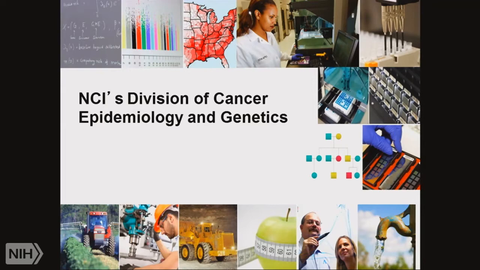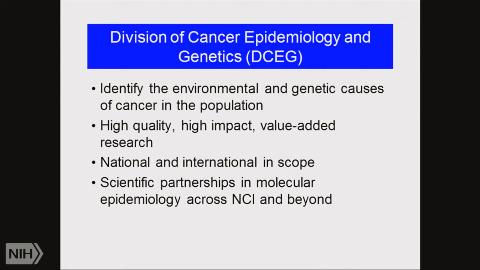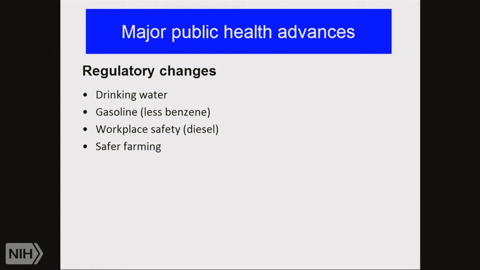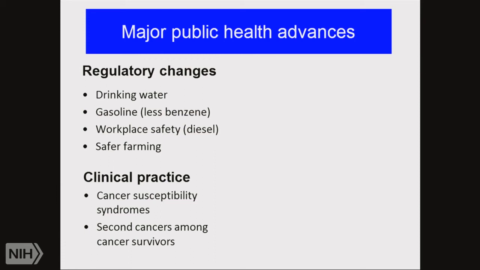So there's one of our logos. So what does DCEG do? Environmental and genetic causes of cancer, high quality, high impact, evaluated research. We have studies all over the world, the studies tend to emphasize molecular epidemiology, and I'll tell you a little bit about what my view of molecular epidemiology is and what it means. And so our studies have had a lot of impact on regulatory changes in our water, gasoline, diesel exhaust, farming chemicals, and we have specific studies in each of these areas.